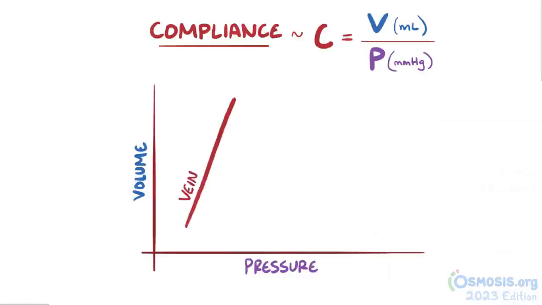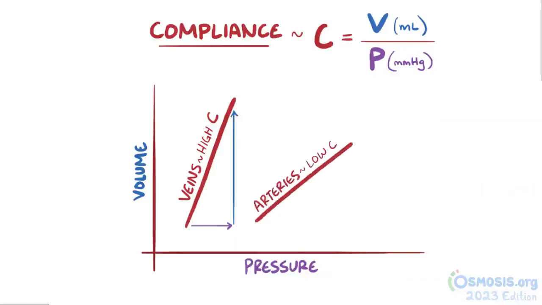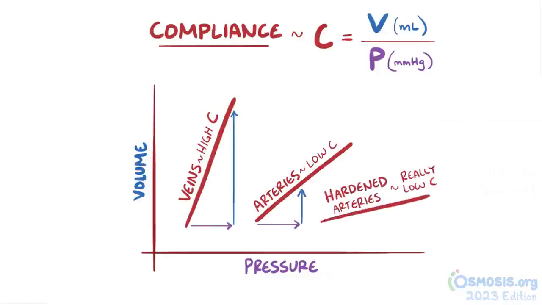If you plot for the veins, they have high compliance, meaning they're high volume, low pressure vessels. And even a small increase in pressure expands the volume a lot. The arteries, on the other hand, have low compliance and are low volume, high pressure vessels, meaning with the same amount of pressure, their volume doesn't expand as much. Furthermore, a hardened artery would be even less compliant and is kind of like a lead pipe. In other words, it takes an incredible amount of pressure to change the volume even a tiny bit.